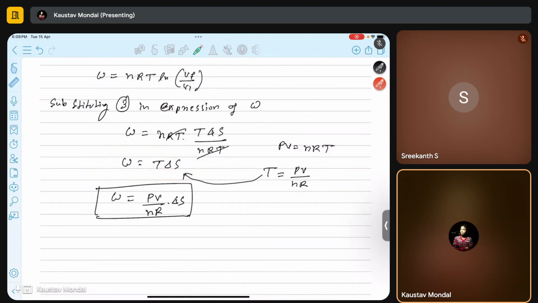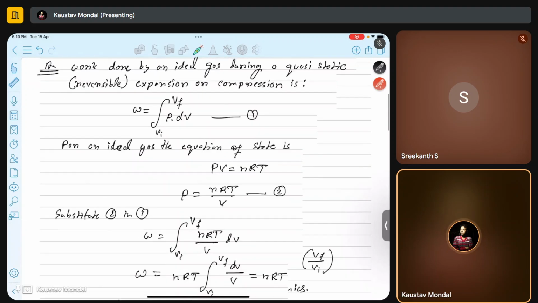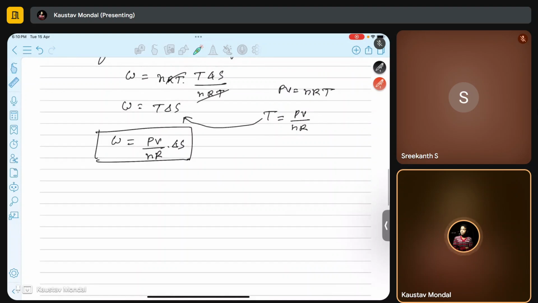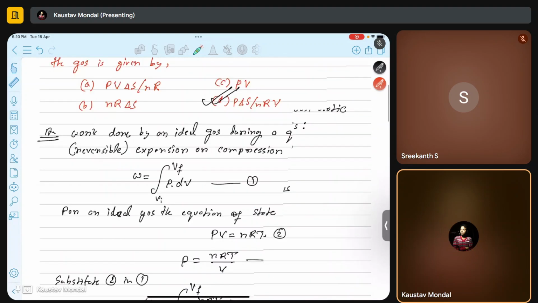For that, we already know the ideal gas equation, the equation of state for a gas. From here, we write the temperature in terms of PV by nR. Now if we substitute this into the work done, we will get this expression of the work done, which is given in the answer as option number D. So this is the correct answer. This is how you should calculate the work done of the system.